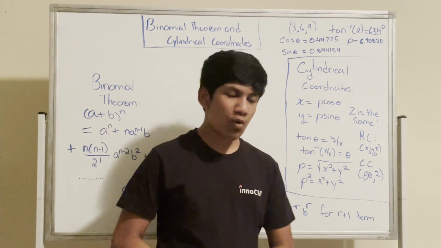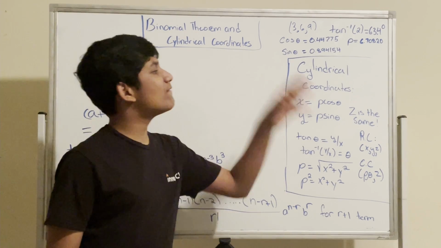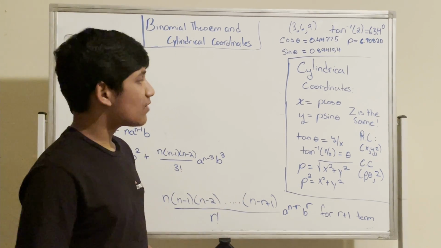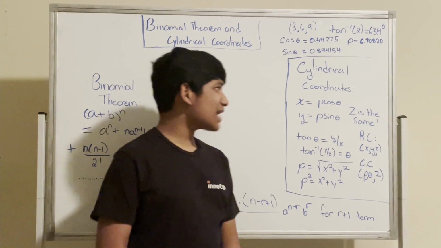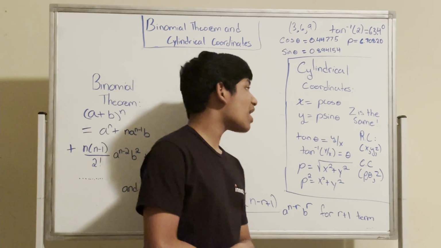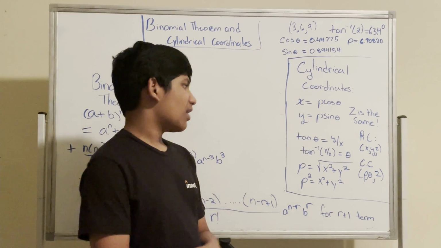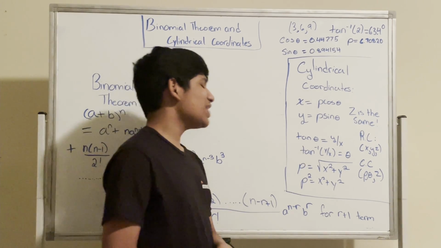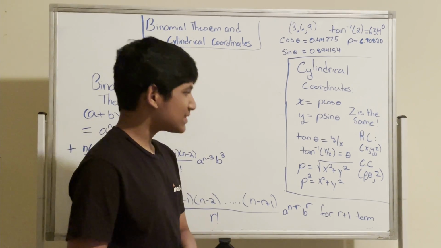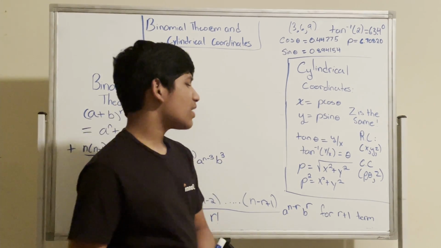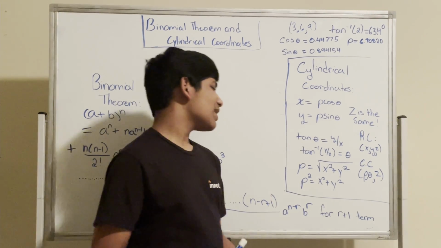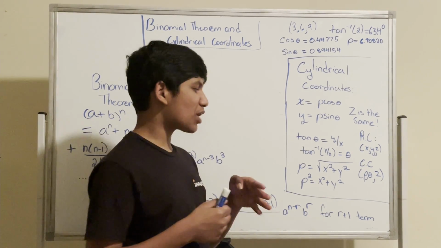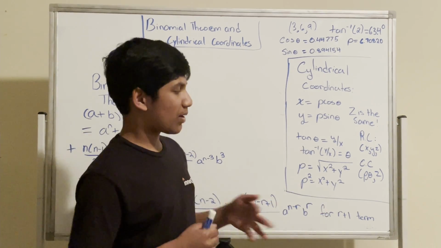Okay, so it's very important that we understand that we have some conversion formulas, and we have a specific type of problem we're going to do today. So let's look at all the conversion formulas. We have x is equal to p times cosine of theta, y is equal to p times sine of theta, and z is the same. I'll talk about what that means later. Tangent of theta is equal to y over x, or theta is equal to arctangent of y over x. p is equal to the square root of x squared plus y squared, and p squared is equal to x squared plus y squared.